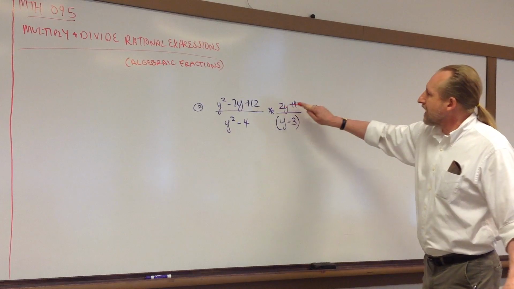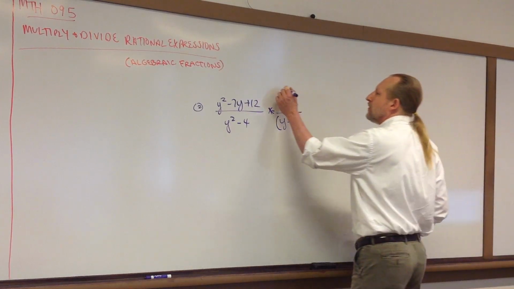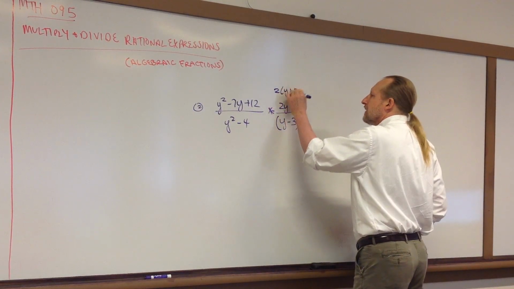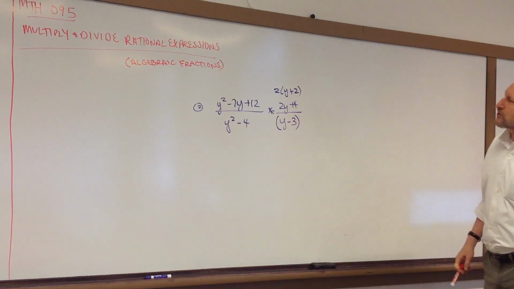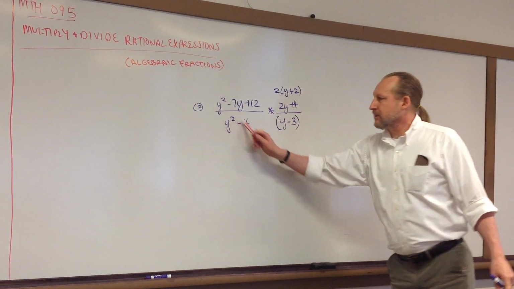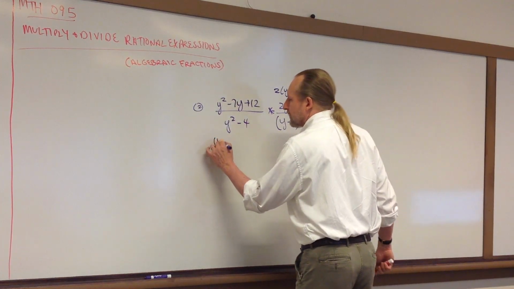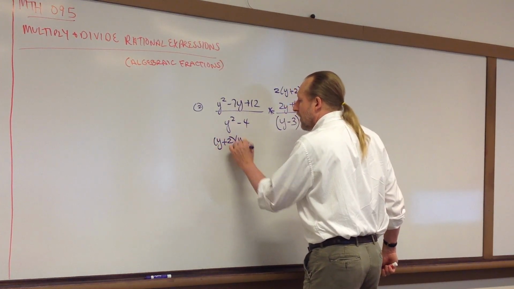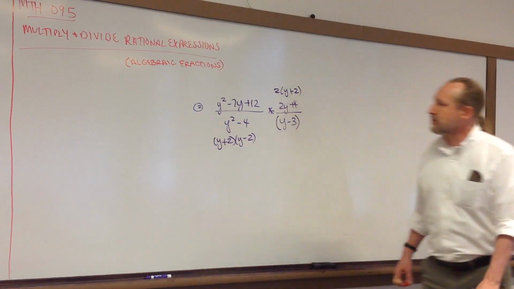Right here, you've got a common factor of 2, and that'll leave us with 2 times parentheses y plus 2. Down here, y squared minus 4, this is a difference of squares. So y plus 2 times y minus 2.